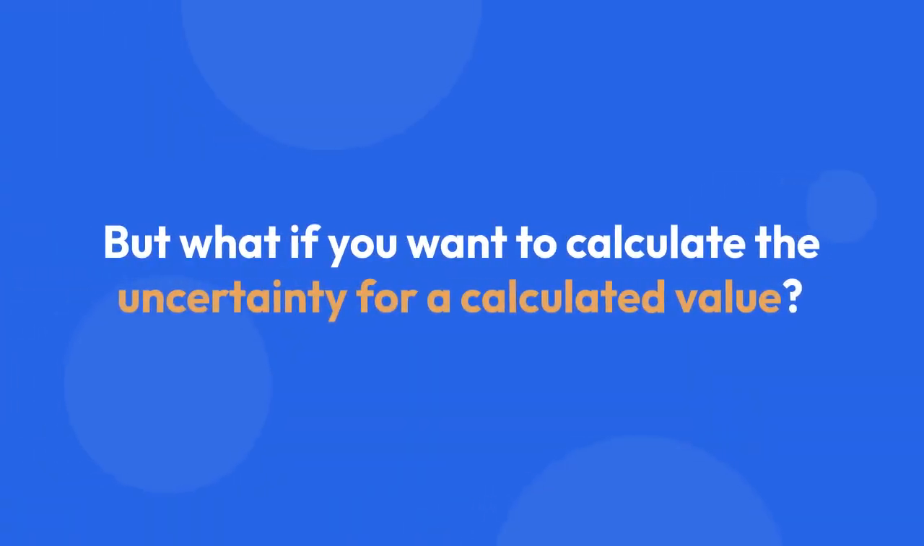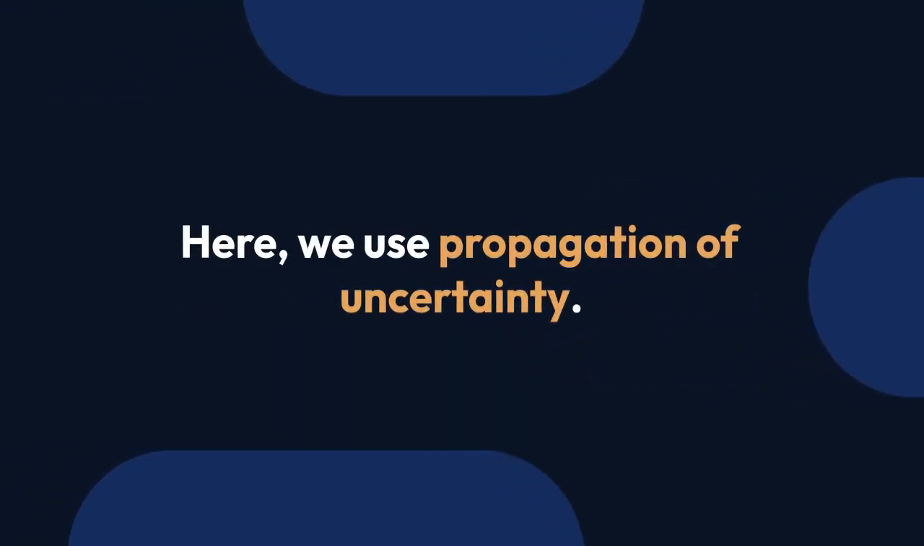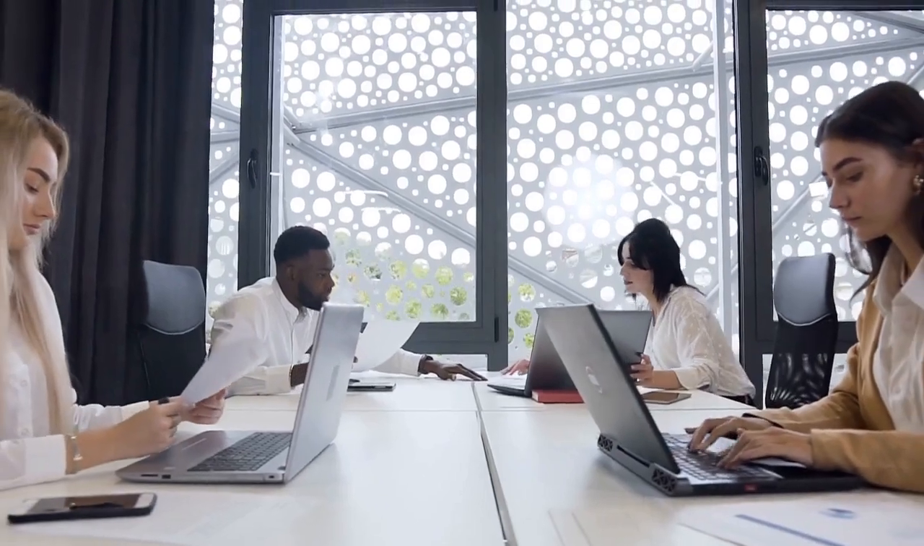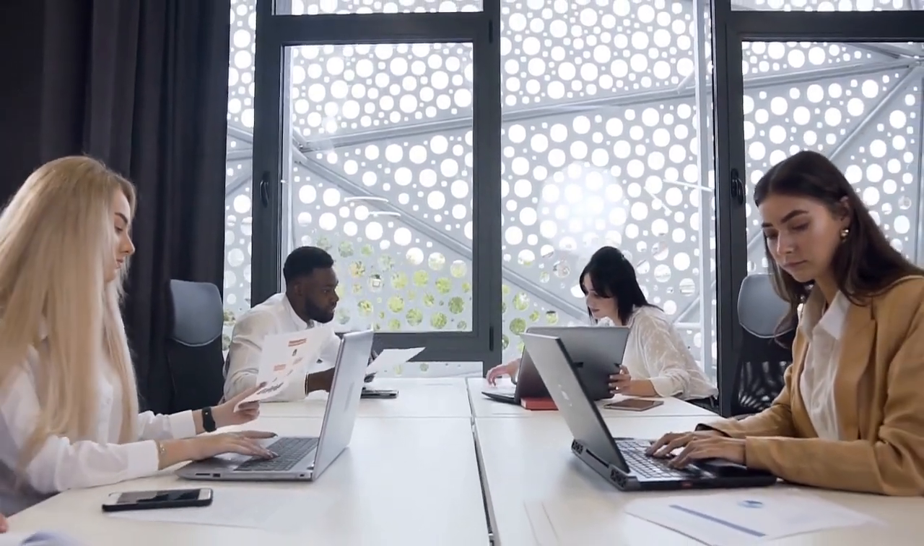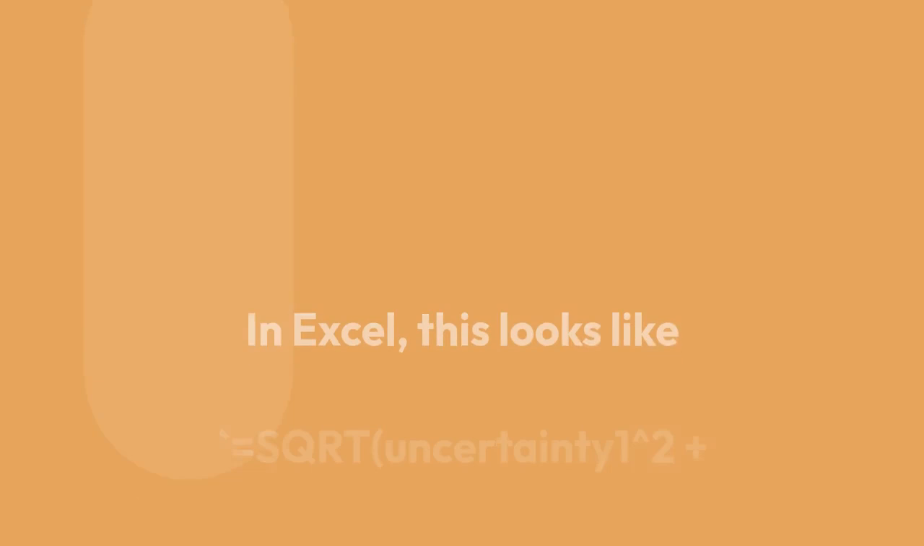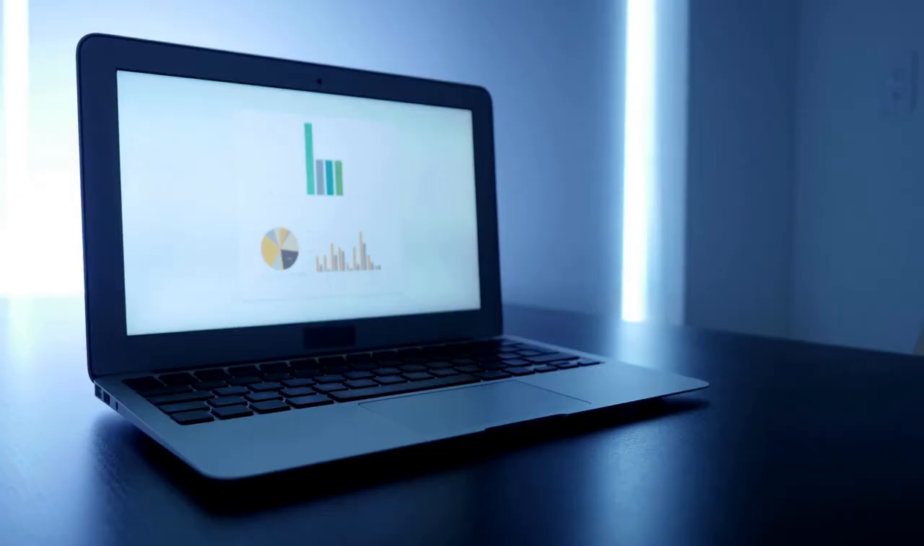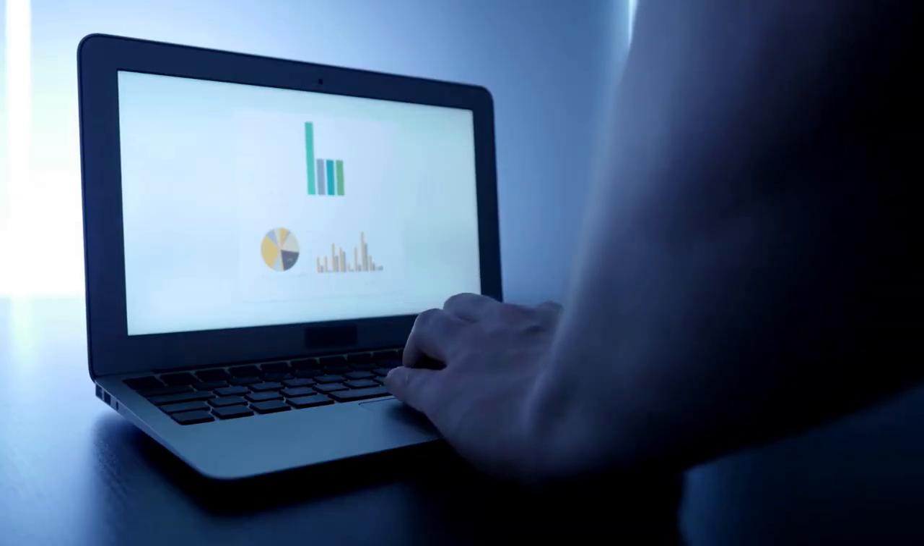But what if you want to calculate the uncertainty for a calculated value? For instance, if you added or subtracted multiple measurements. Here, we use propagation of uncertainty. For addition and subtraction, you add the uncertainties in quadrature. This means you square each uncertainty, add them together, and then take the square root. In Excel, this looks like =SQRT(uncertainty1^2 + uncertainty2^2). It sounds complex, but Excel simplifies it.